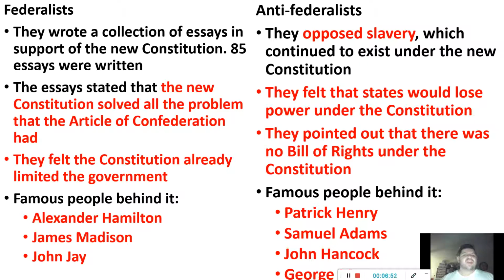Because it's easy to say, yeah, you have this right, you have this, but who's to say down the line they might take that right away, saying, oh well, it's not on paper, so how do you have that right? No one said it. Do you see any documents that say you have that right? So they wanted clear-cut proof that these are your rights as a citizen. Famous Anti-Federalists were Patrick Henry, Samuel Adams, John Hancock, and George Mason.